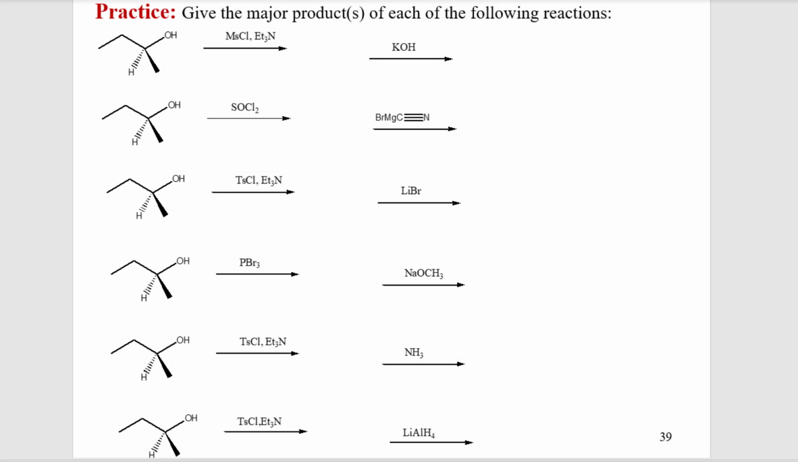Okay, here's your practice. We now have multiple ways of making alcohols, and I show you a whole list of alcohols here. It's all the same alcohol. I want you to practice making them into better leaving groups using the methods we've just discussed, and then take that product. Be very careful about your stereochemistry and show the product after an SN2 reaction with the following nucleophiles. Okay?